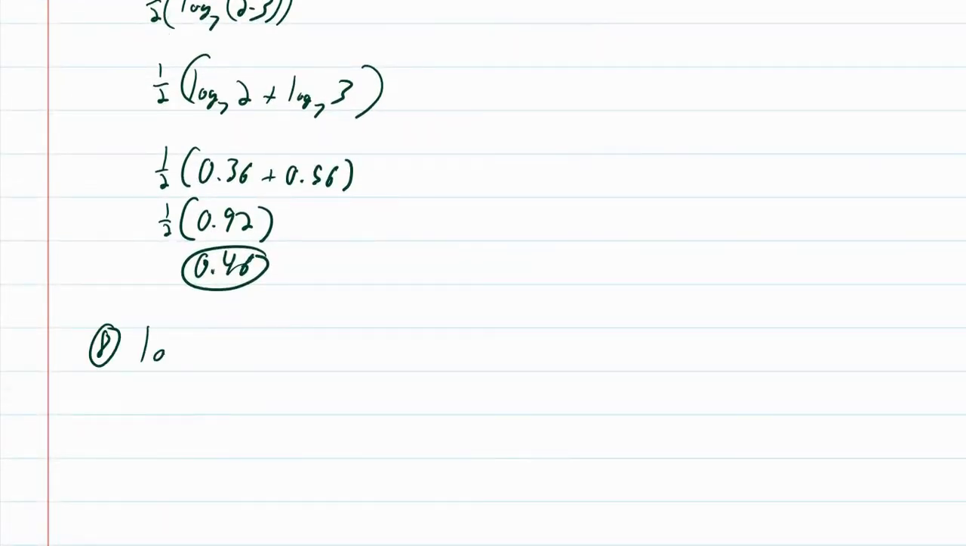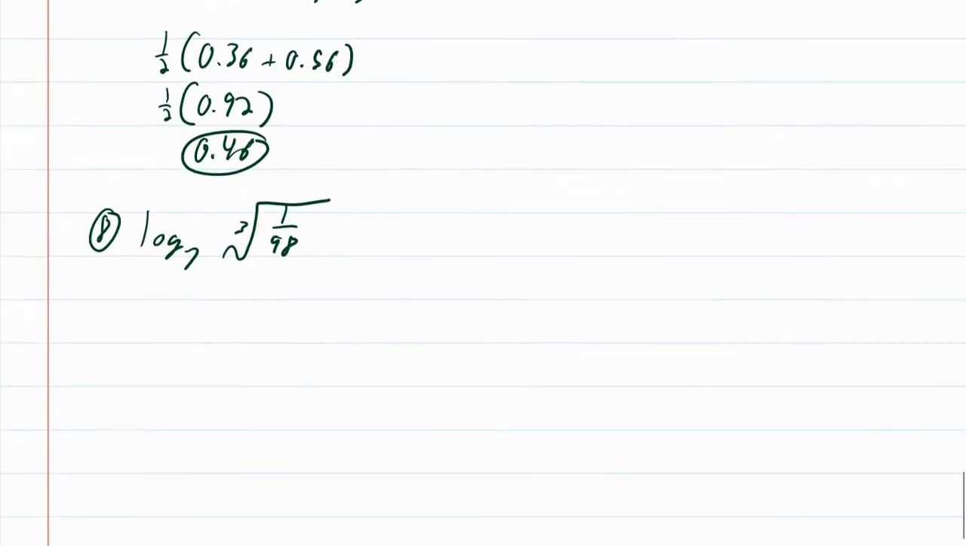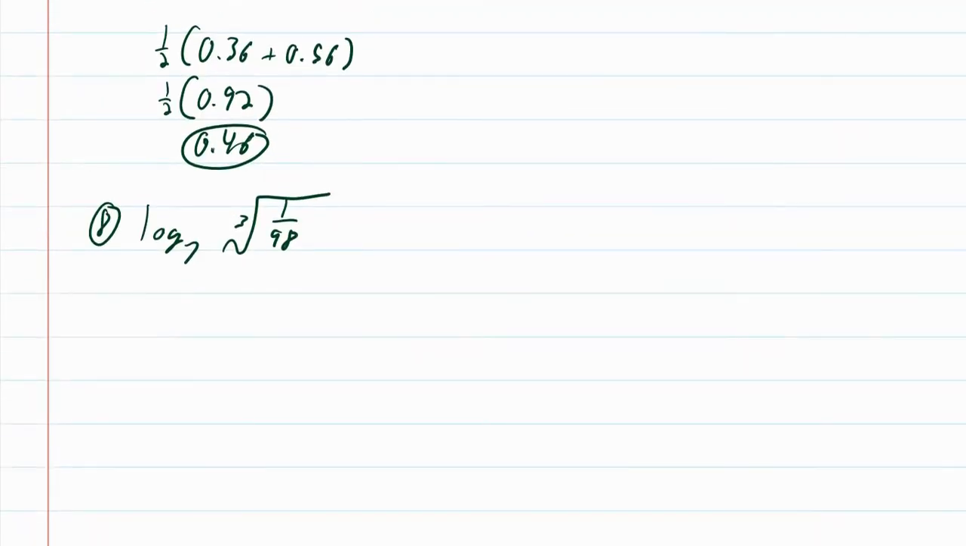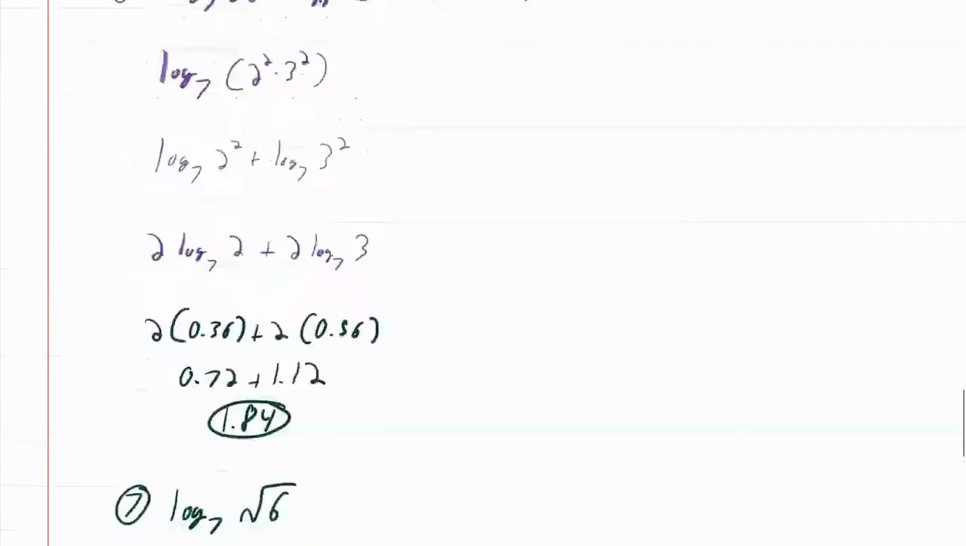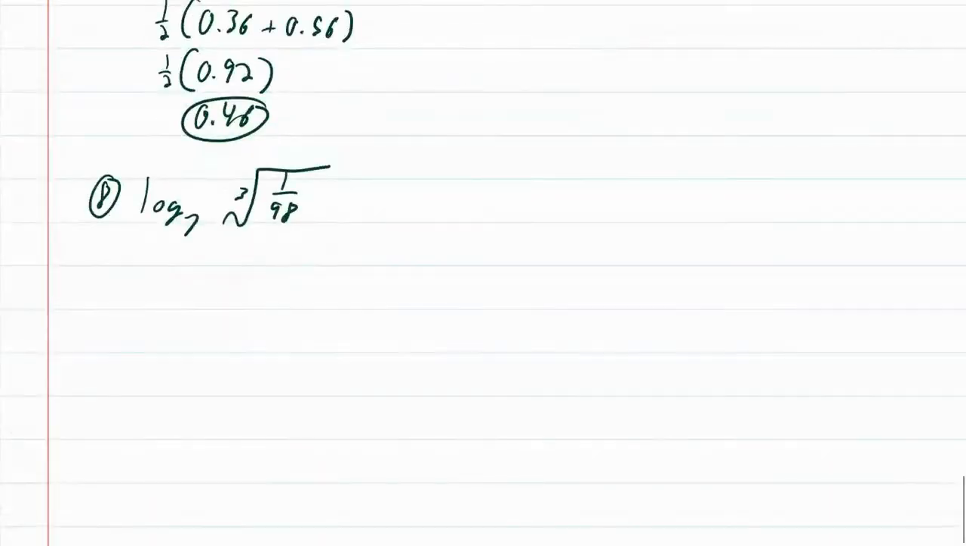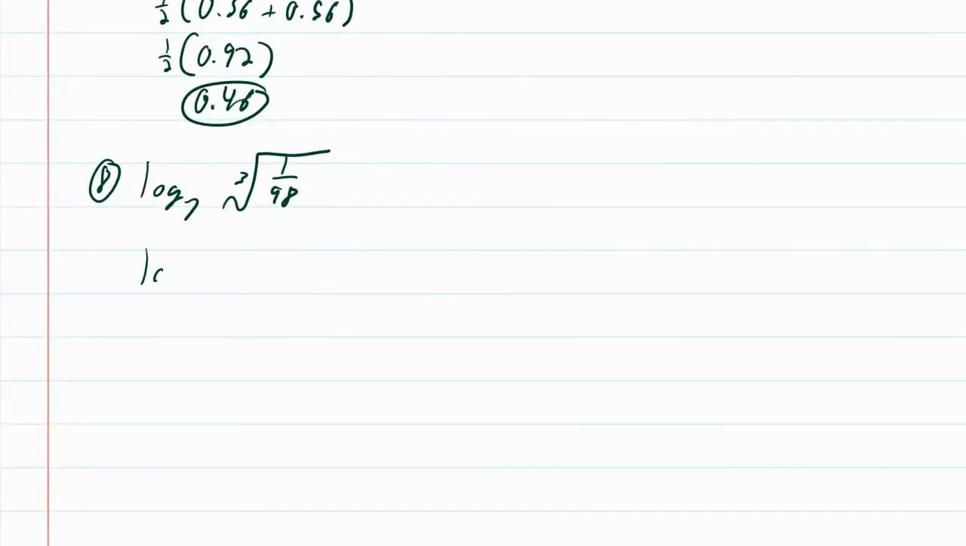I could do the log base 7 of the cubed root of 1 over 98. And I'm going to show you can actually accomplish this by hand, knowing only those two facts that were given up here. First of all, that third root is actually a 1/3 power. This is 98 raised to the negative 1/3. So then I'm going to get negative 1/3 times the log base 7 of 98.